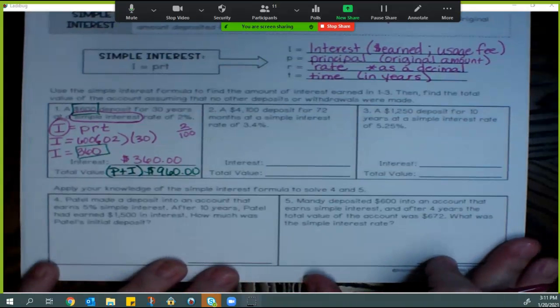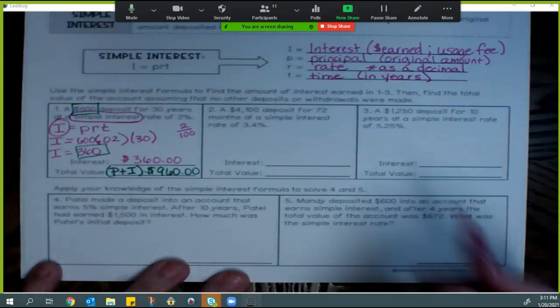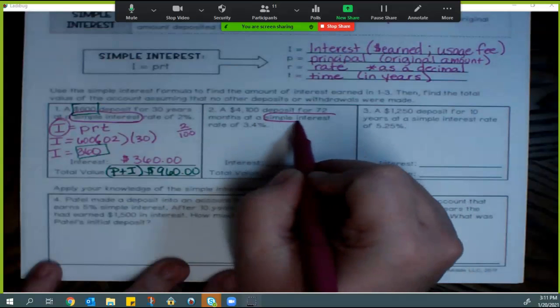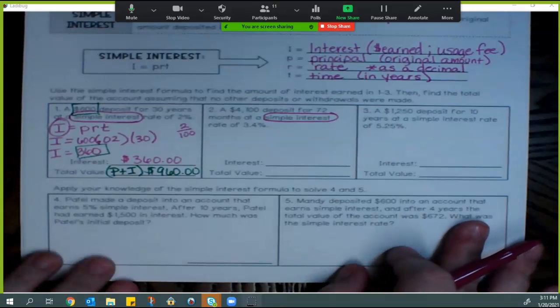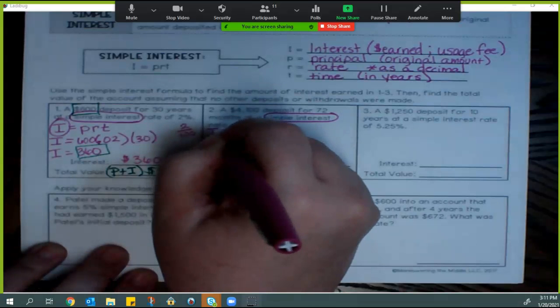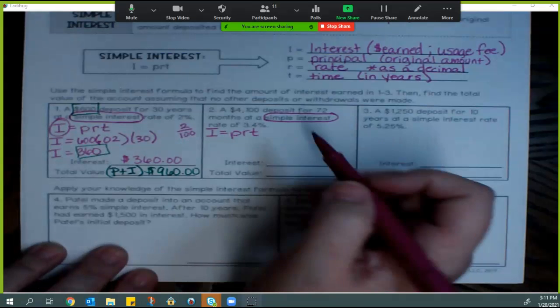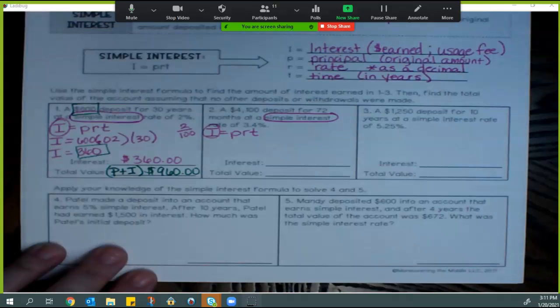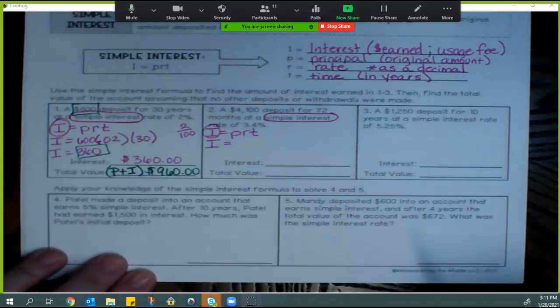All right, let's look at number 2. A $4,100 deposit for 72 months at a simple interest rate, there's our keyword, simple interest, of 3.4%. Simple interest means I use which formula? I equals PRT. We're trying to find out how much interest was earned. So again, I'm still solving for I. So I is going to be equal to, what is my principal amount? What did we start with?